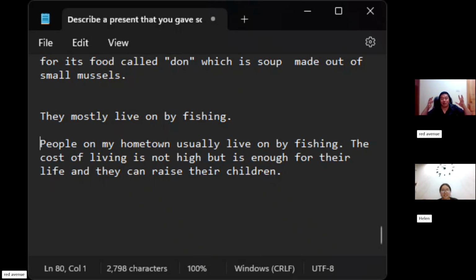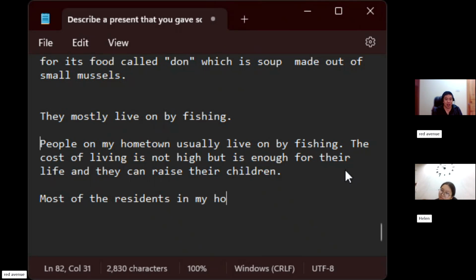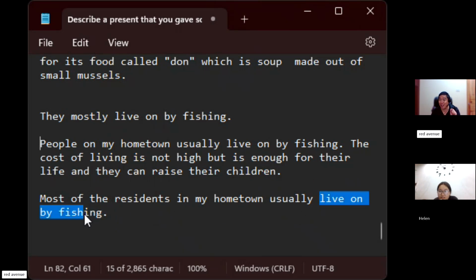For example, you can actually give a specific answer. Let's say most of the residents in my hometown usually live on by fishing. I like your vocabulary here, so I will be using it. "Live on by" is a very good expression. So keep that. So most of the residents in my hometown usually live on by fishing.